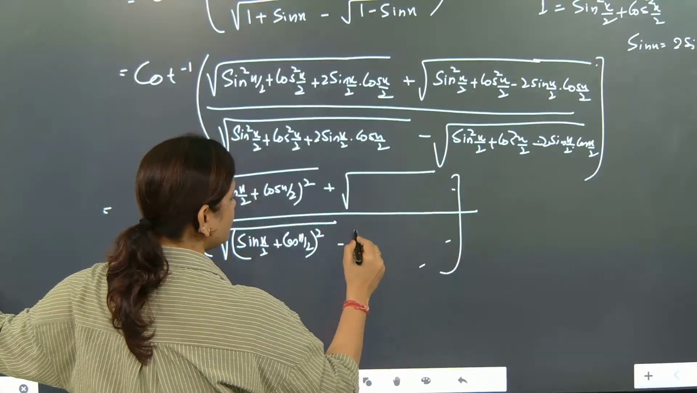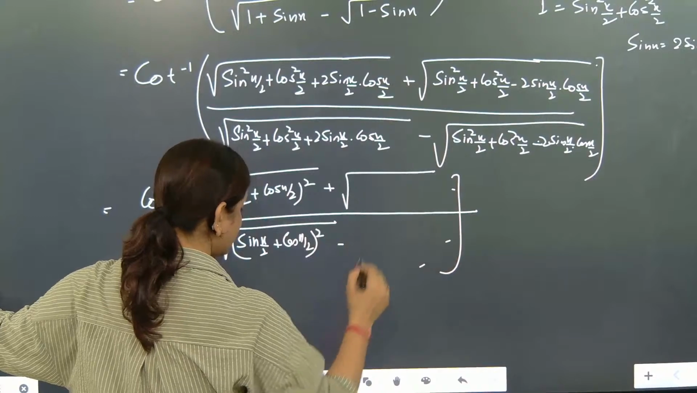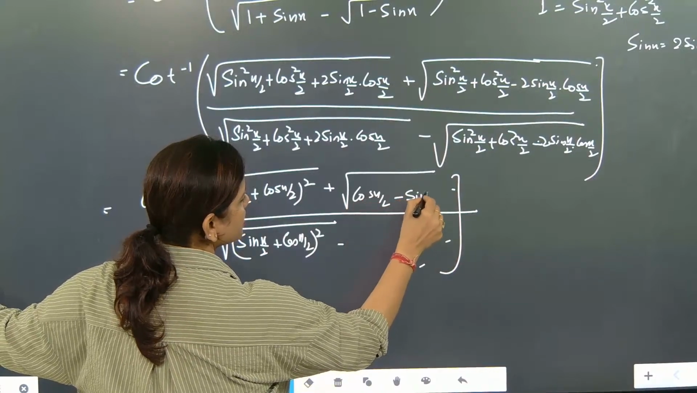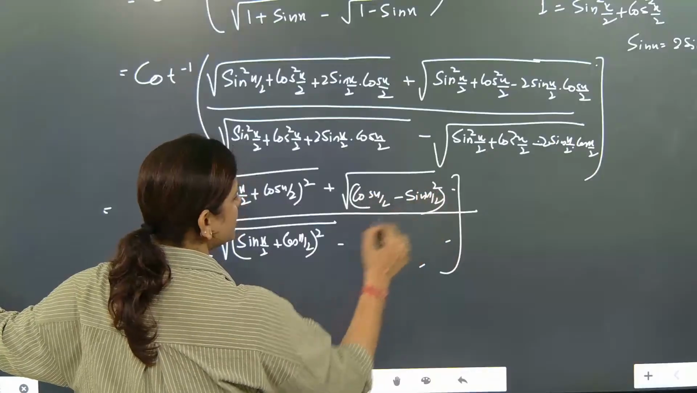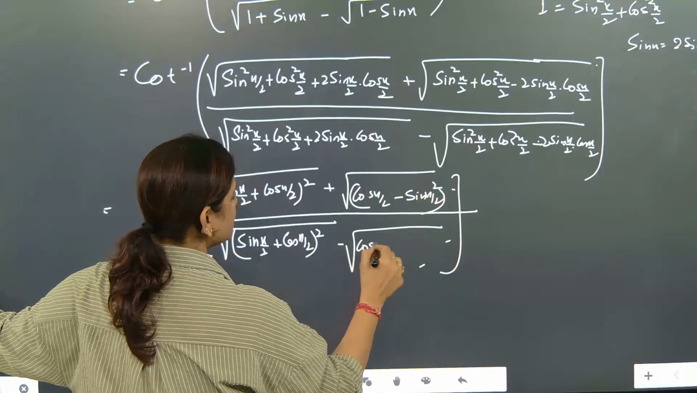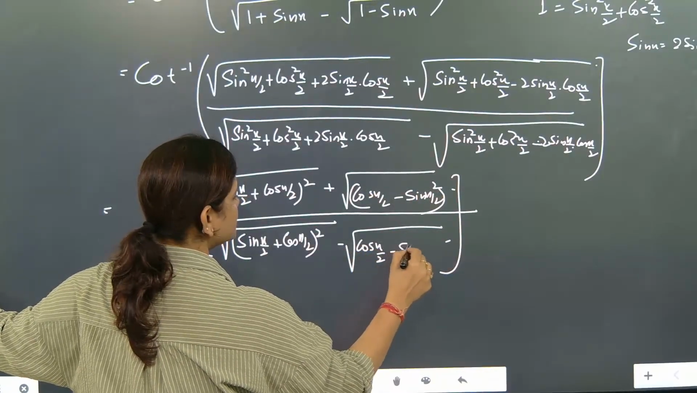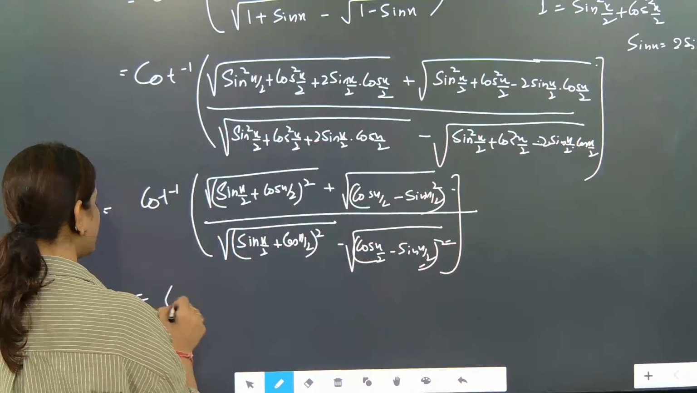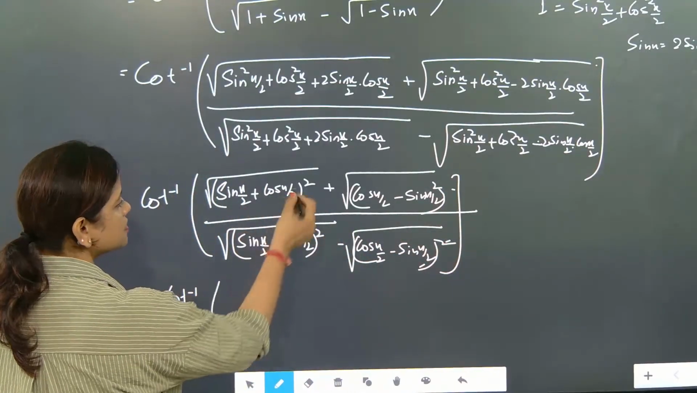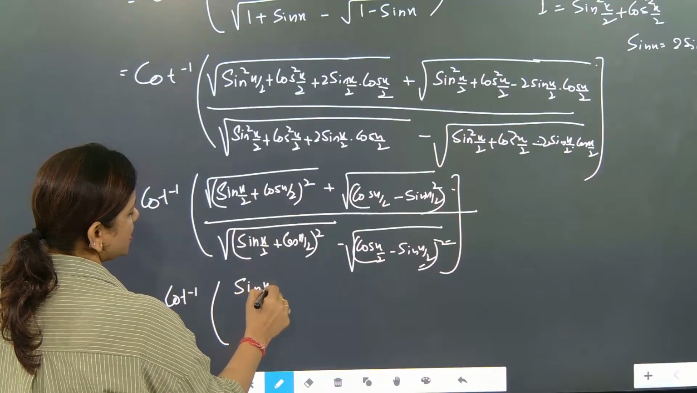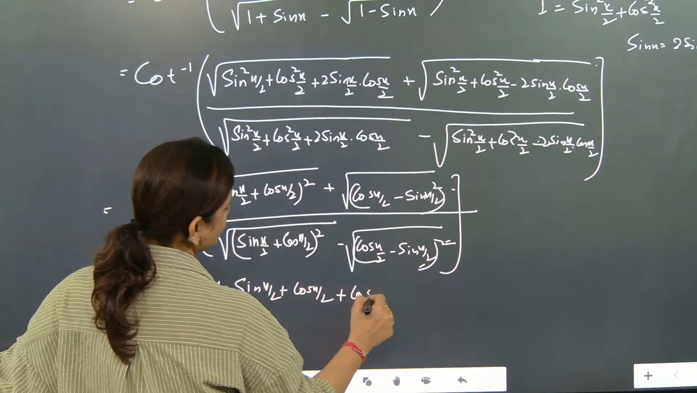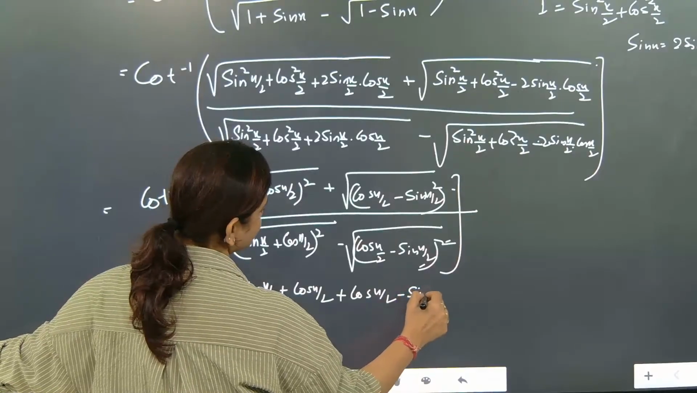I want cot to be present there. So I'm just writing the reverse part of it, cos x by 2 minus sin x by 2 whole square, and here cos x by 2 minus sin x by 2 whole square. So root and this part will get cancelled. Cot inverse, this is cancelled. It is coming as sin x by 2 plus cos x by 2 plus cos x by 2 minus sin x by 2.